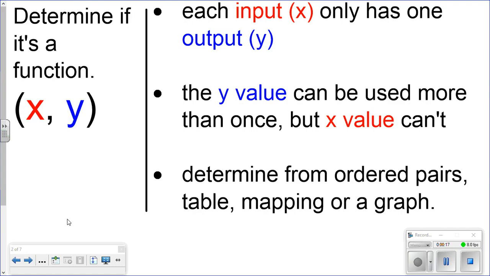So in determining if it's a function, each input, the x, only has one output. Each x has only one y. The y value can be used more than once, but the x value cannot be used more than once with two different y values. So we can decide if it's a function by looking at ordered pairs, making sure we don't have the same x value used twice. We can look at a table to make sure that the same x value isn't used twice, a mapping, and then a graph to make sure the x value isn't used twice.